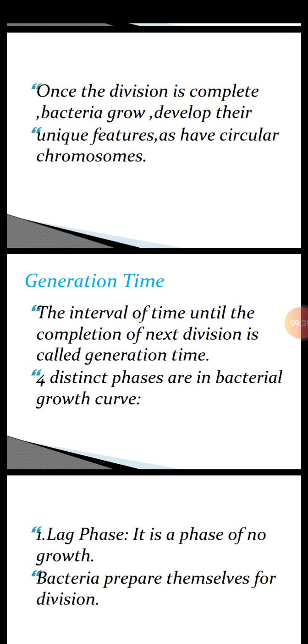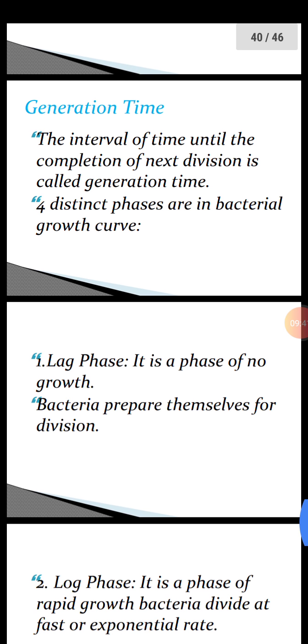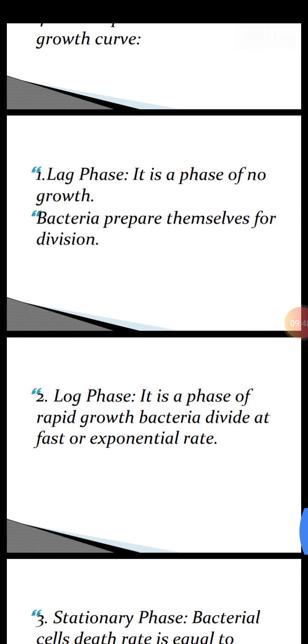Four distinct phases are in the bacterial growth process: lag phase, log phase, stationary phase, and death or decline phase. One by one we will discuss. Number one, lag phase. It is a phase of no growth. That is, no growth occurs in bacteria. Bacteria just prepare themselves for cell division. Second is log phase. It is a phase of rapid growth in which bacteria divide at a fast or exponential rate.